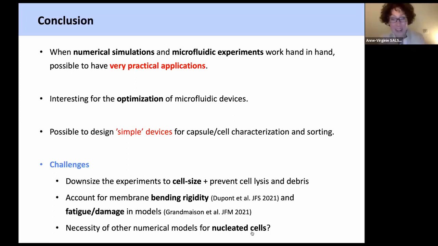And now another world is the world of nucleated cells, and that leaves open another door, a big door, because if we want to have the numerical models adapted for nucleated cells, there is the need to also take into account the presence of the nucleus. But that will be for another time.